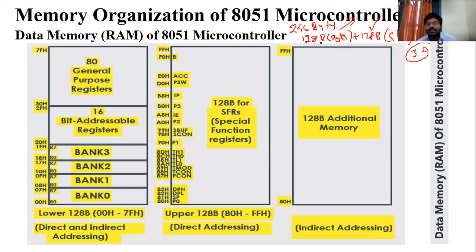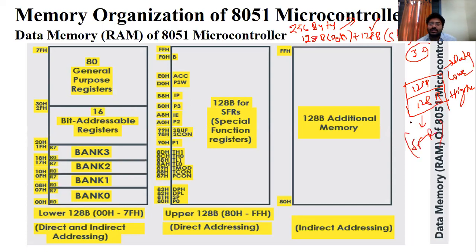Okay, this 256 bytes is divided into the lower as well as the higher, 128 bytes and 128 bytes. This lower 128 bytes is used for the data. The higher 128 bytes is used for the SFR, special function register.